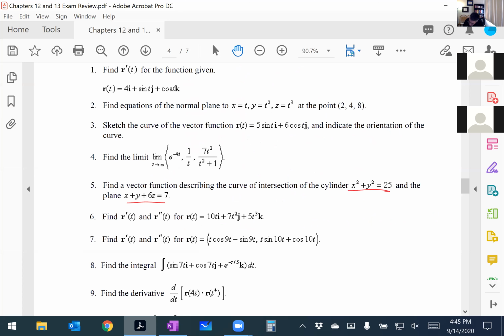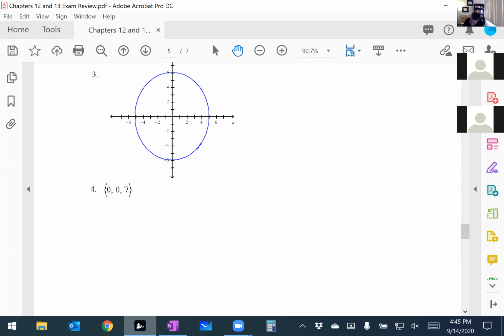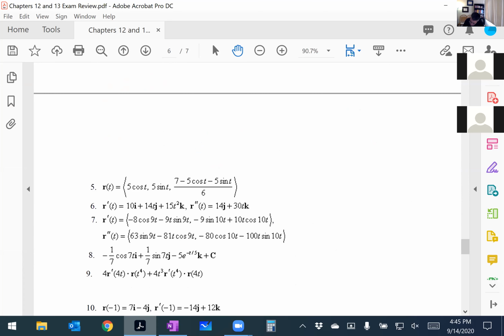Okay. Because we do need a z component. Yeah, i, j, k. They just put it in component form. They leave it in component form. Okay, so hopefully that makes sense.